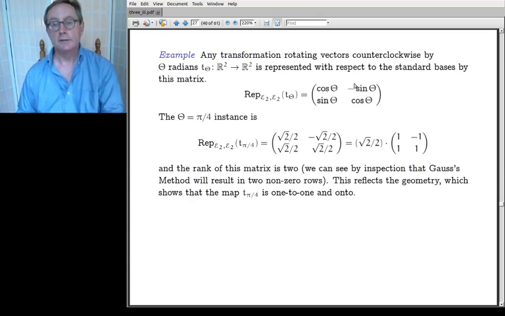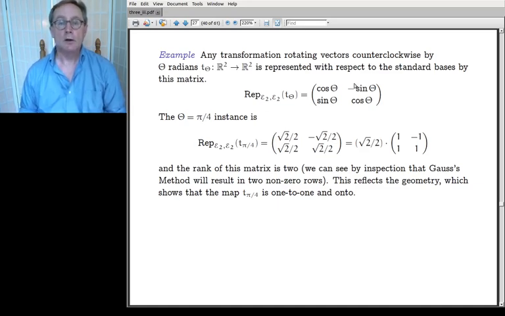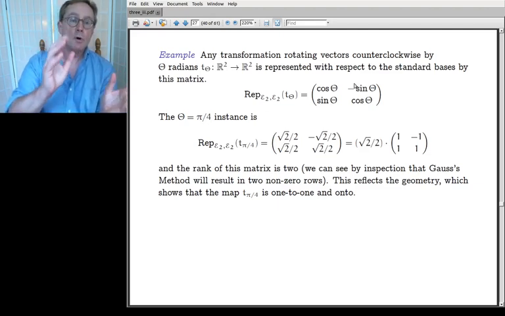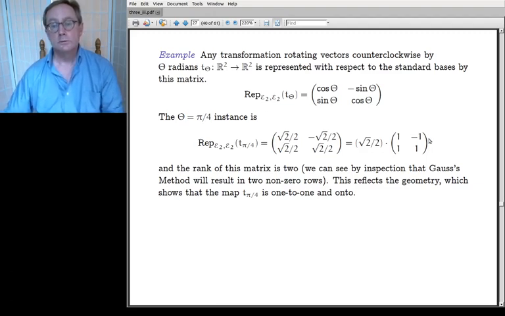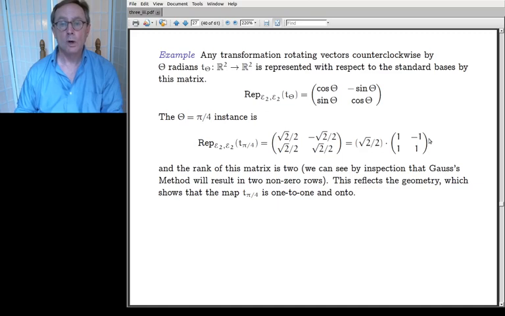So just as another example here, I have the transformation rotating vectors counterclockwise by theta radians, and of course we know that that's one-to-one and onto. If you take vectors in the plane and rotate them all by theta radians, you get a map that is one-to-one and onto. And we can see by looking at this matrix, whichever version you think is simpler, that when you do Gauss's method on that, you're going to get two non-zero rows. So we get that this map is both one-to-one and onto.